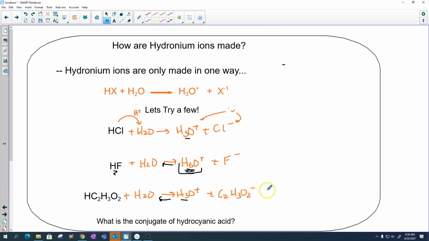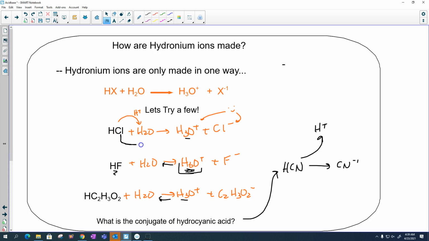Alright, what is the conjugate of hydrocyanic acid? Okay, let's try another one. Give it a try. Pause the video. What do you think? Two-step process here. One, you gotta translate that word into an acid, and then you gotta say, what's the conjugate of it? Okay, so HCN. Now this is an acid, and I'm gonna let it give an H plus, typically to water. And what's left over? That's going to be its conjugate, CN-1.